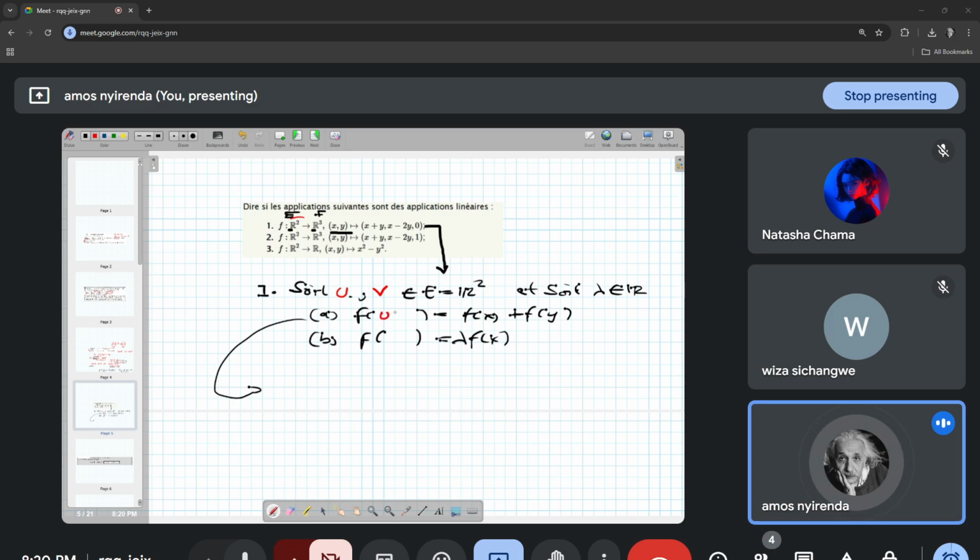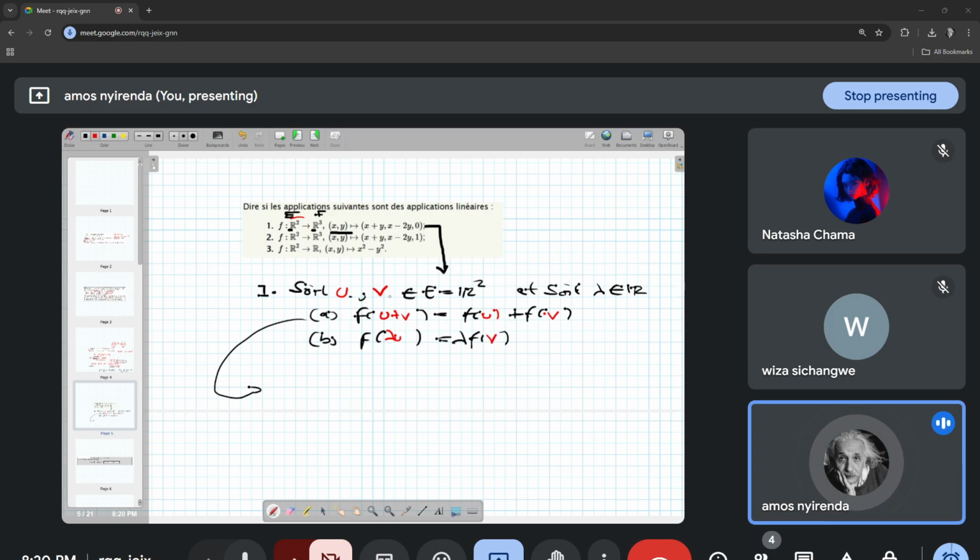So this is f of U plus V, like so, and then here we have f of U, and then here we have f of V, like so, and then here we have lambda U, and then lambda V here. So this is what we're supposed to show.